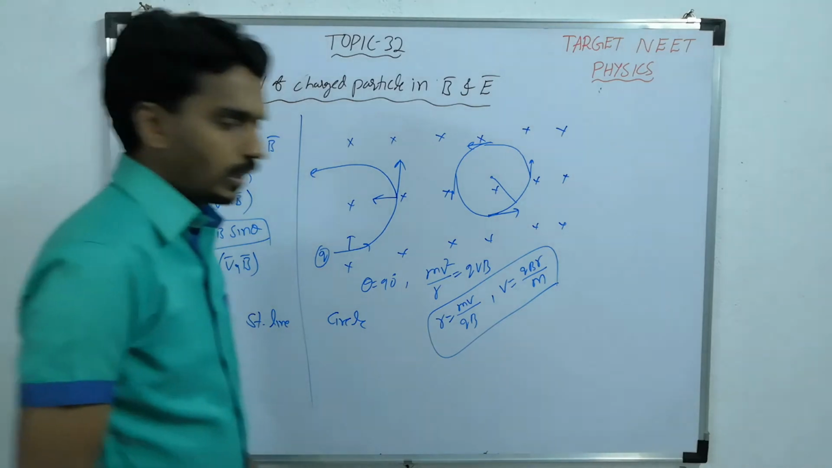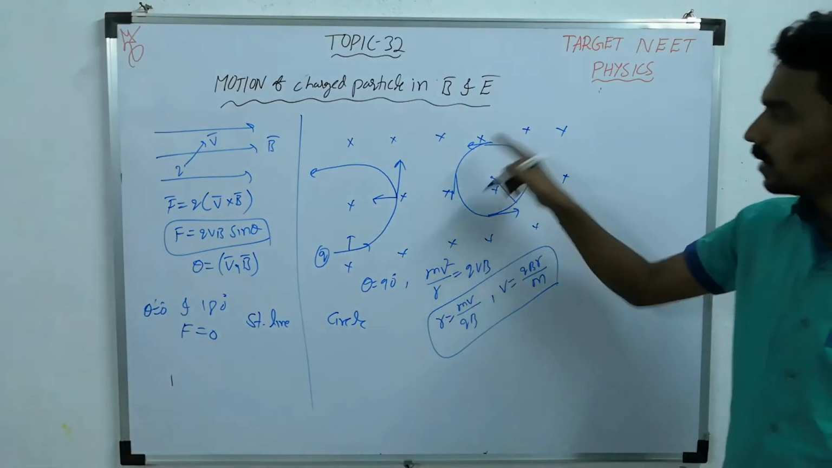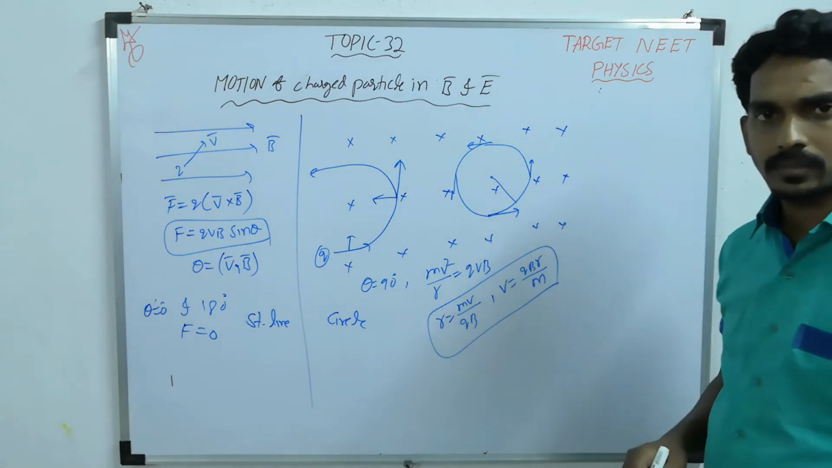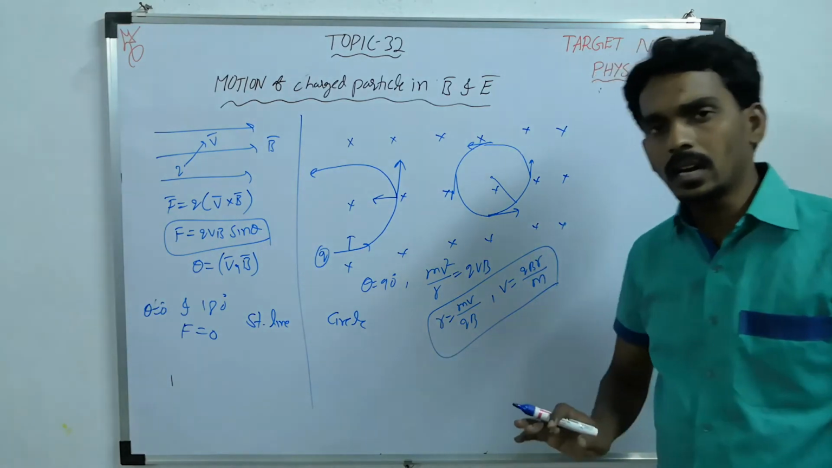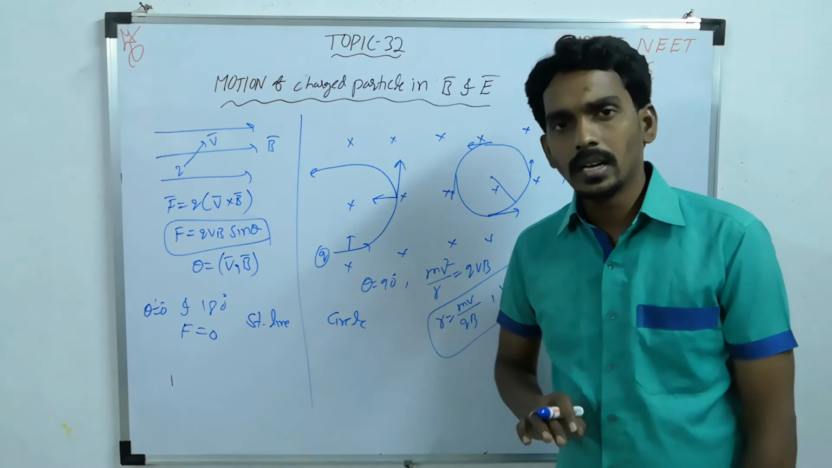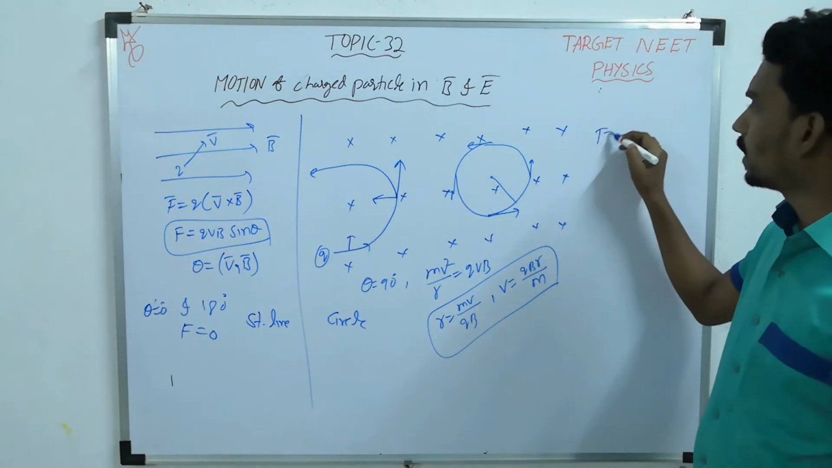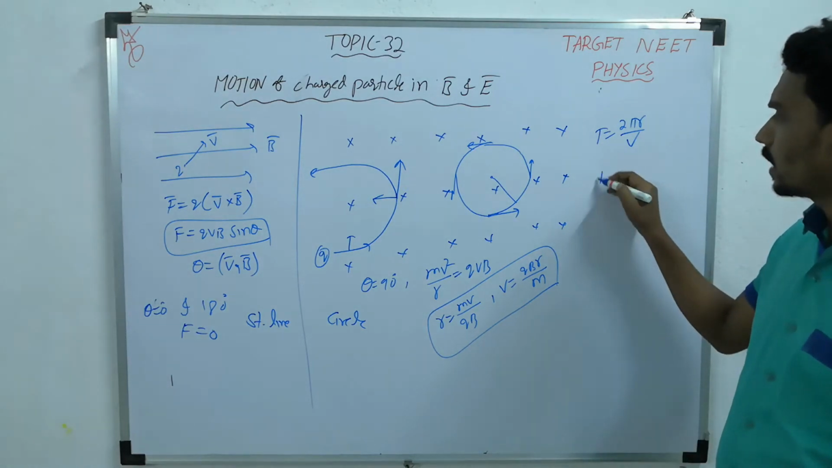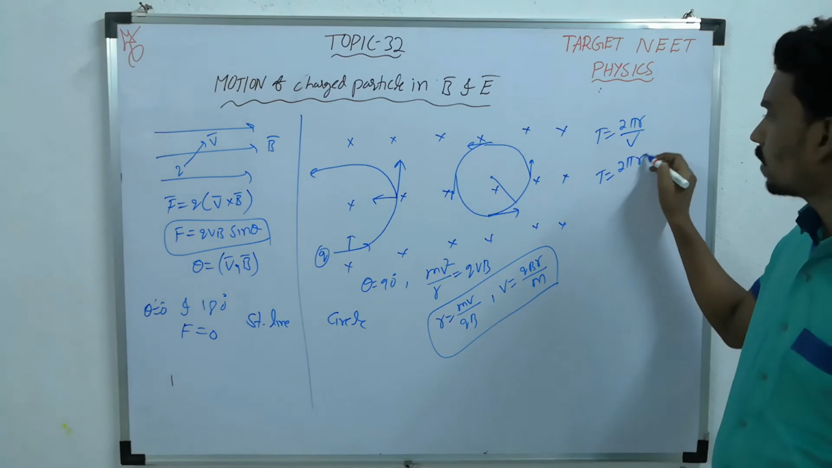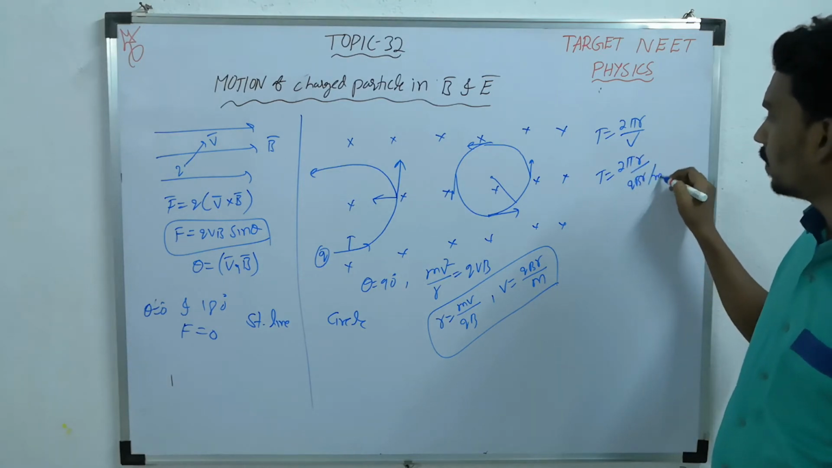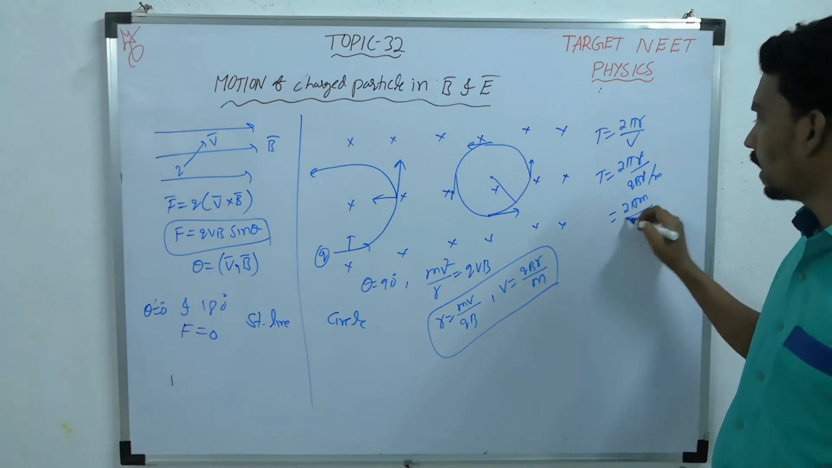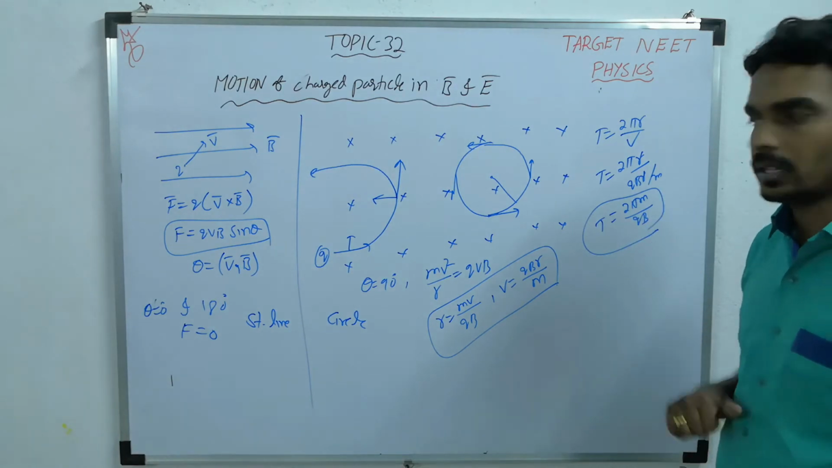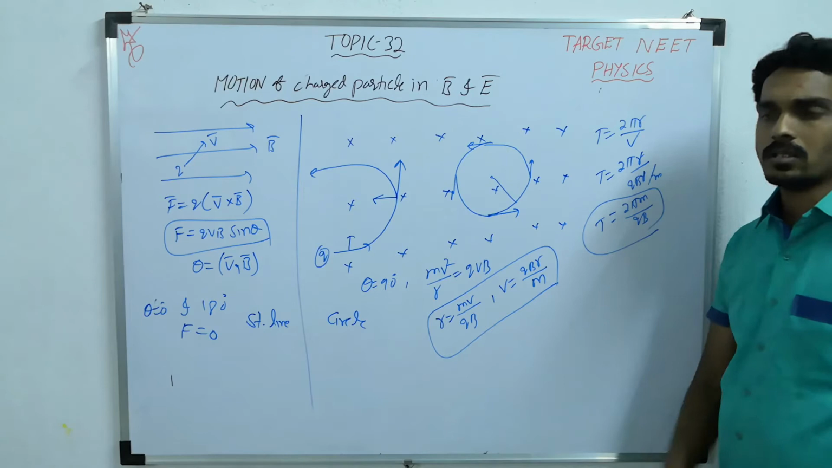Now the question is, what is the time taken to complete one revolution? Because speed is not changing, it is uniform motion. So the magnetic field never changes the magnitude of velocity, it only changes the direction. So what is the time period? 2 pi r by v, equal to, with v equal to qBr by m, r cancels. So 2 pi m by qB. So the time period is independent of velocity. Time period does not depend on velocity.